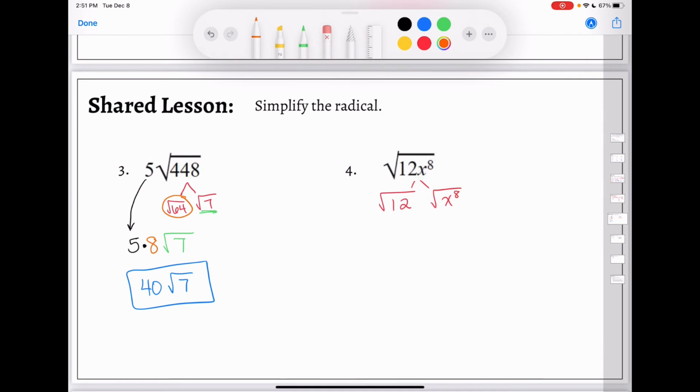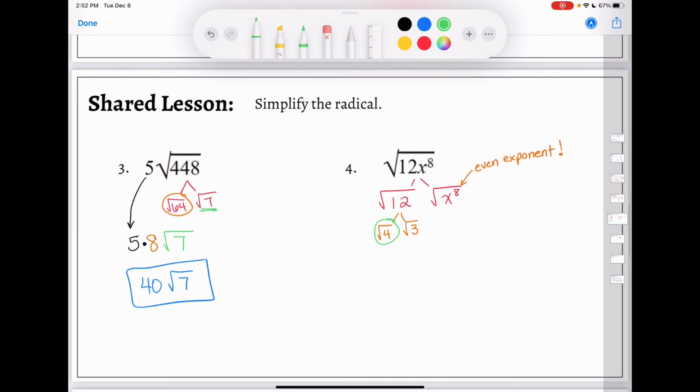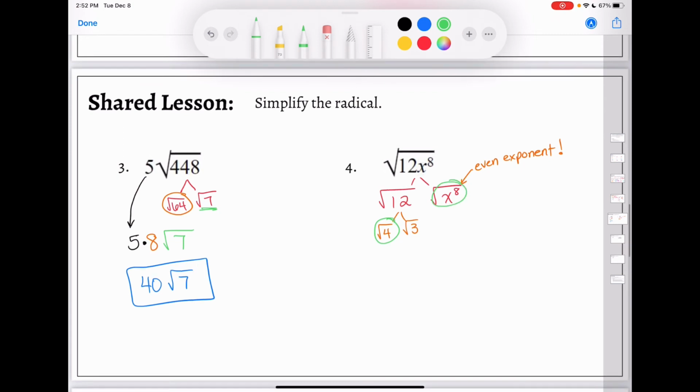So let's see, square root of 12, I could break that into the square root of 4 times the square root of 3, right? Now remember, when I'm looking for a perfect square, when I have a variable, I'm looking at an even exponent. When I have x to the 8th, that's an even exponent, so that means that this is a perfect square. So square root of 4 is a perfect square, and x to the 8th is a perfect square. Square root of 4 is 2.